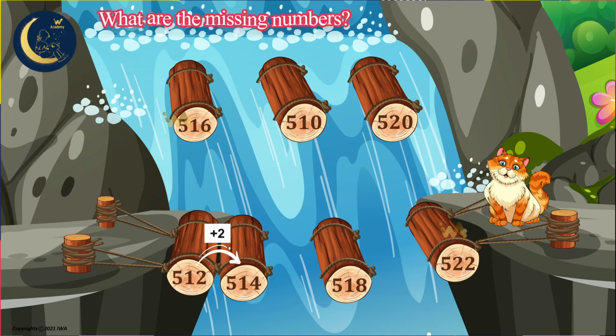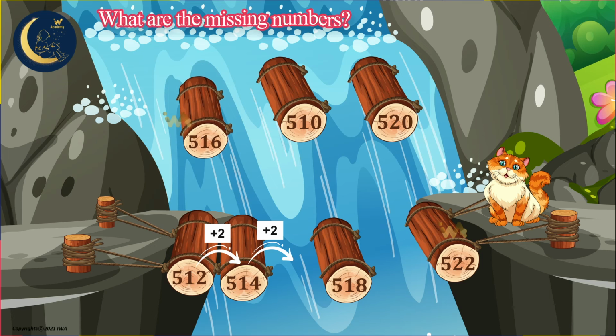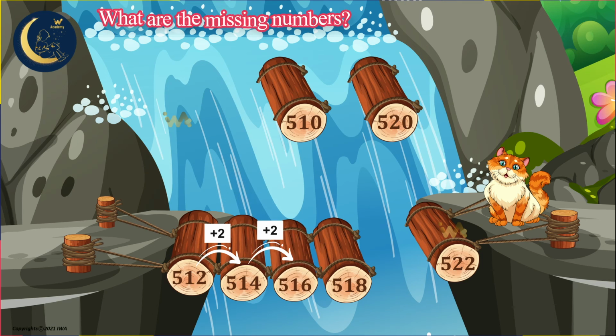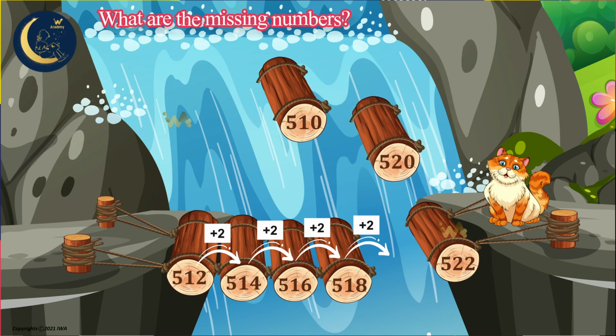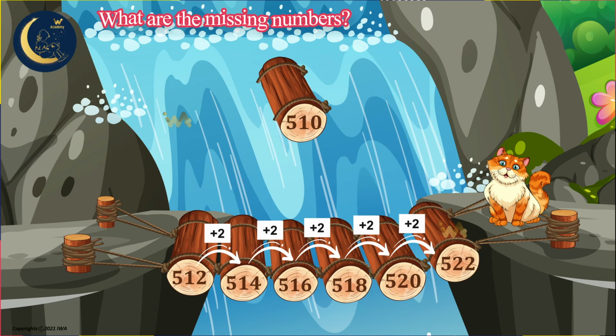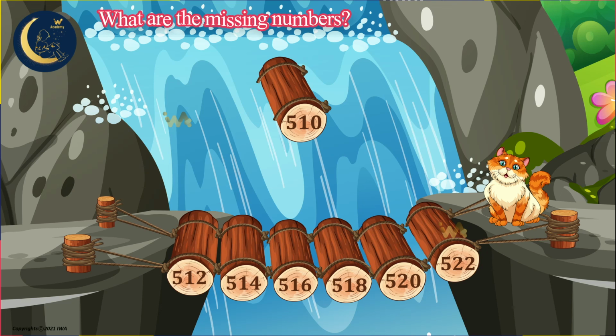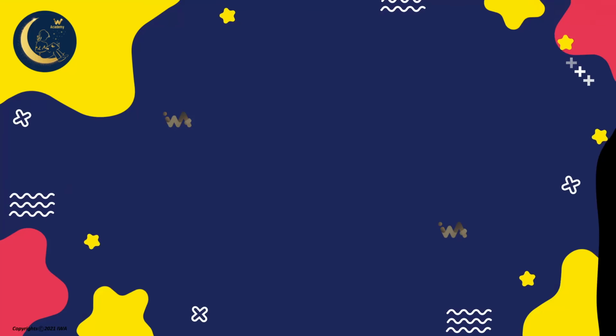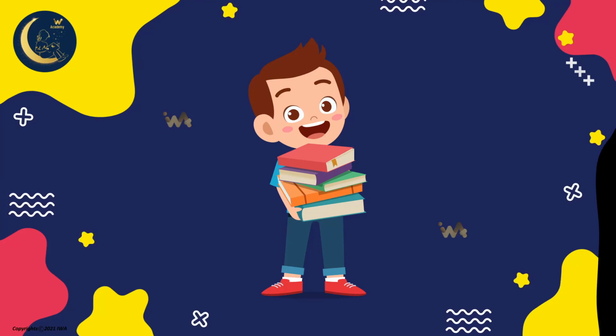Let's go. Starting at 514, we add 2. It becomes 516. Where is it? Here it is. Now we add 2 to reach 518. Then we add 2 and it becomes 520. Where is 520? Here it is. Well done. Now we add 2 and it becomes 522. Now the bridge is complete. Well done. The cat can cross the river. Now, my friends, let's solve some math problems.